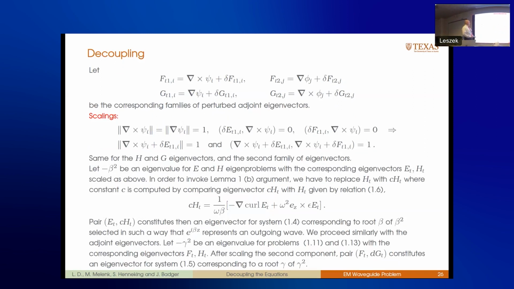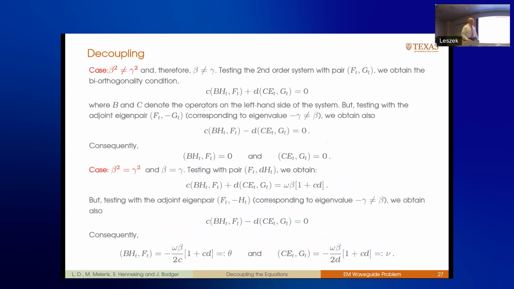And then we remember the fundamental result that I told you about in the beginning: if you take the eigenvector to the E problem and compute H with that formula, then the pair E, H gives me an eigenpair for the EH problem. When I compute H, I get a different H than from the H problem, so there's a scaling coefficient that enters the problem. And when I put it in there, the bi-orthogonality condition is like this.